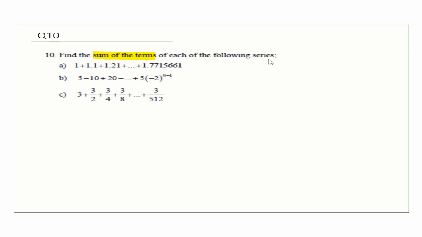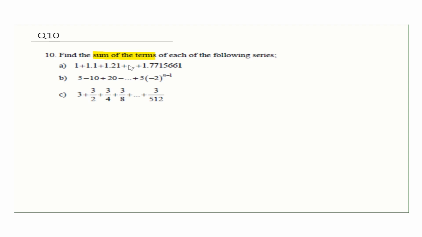First we start with the difference. The difference between T2 and T1 is 0.1, and the difference between T3 and T2 is 0.11. So here the difference is not the same. The difference is not the same.